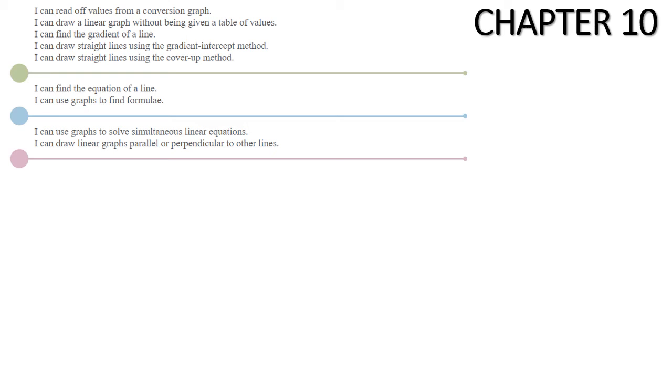This covers chapter 10 from the GCSE textbook, and it covers linear graphs. Linear graphs. Now the word linear just means straight line. So this is straight line graphs.